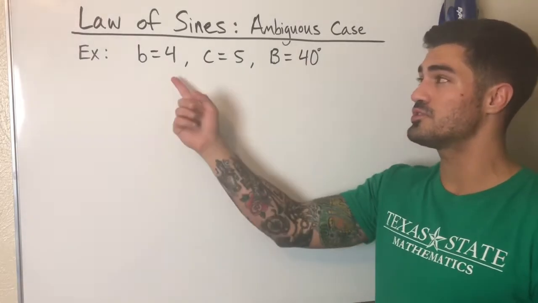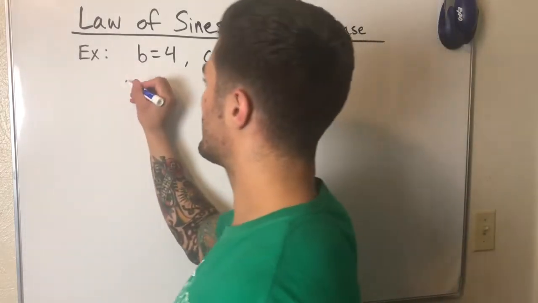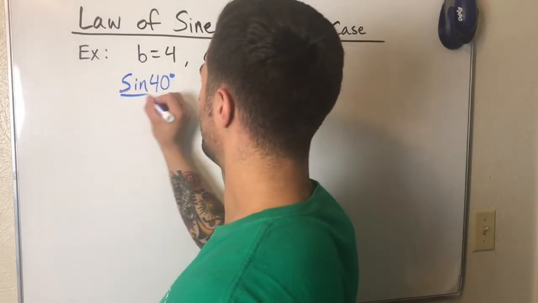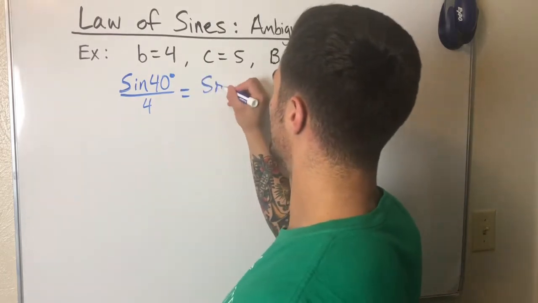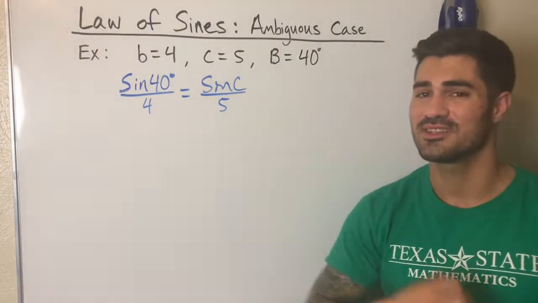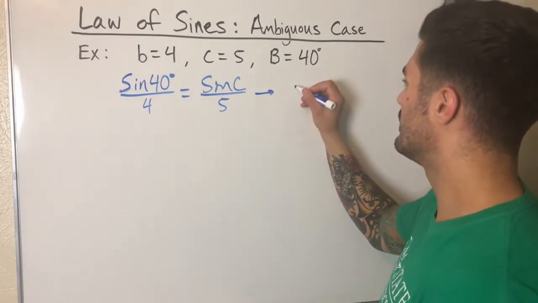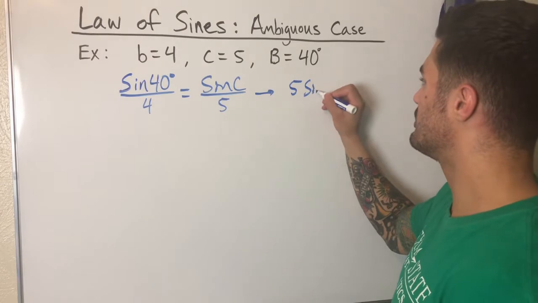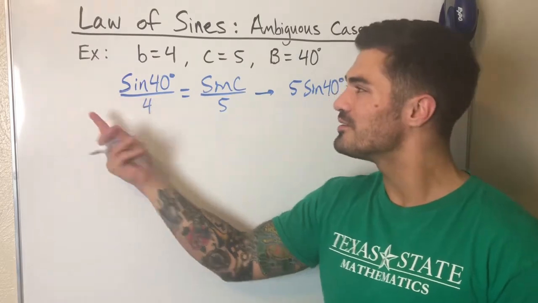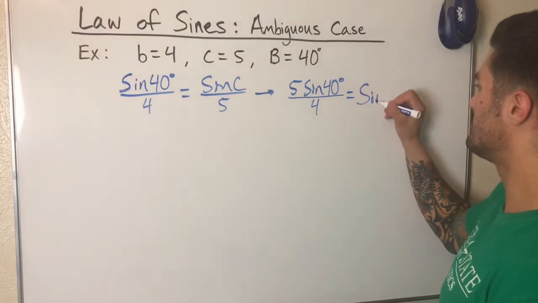I'm going to do sine of 40 degrees over 4 equals the sine of C, angle C, over 5. Make sure your calculator is set to degree mode. Now I'm going to solve for the sine of C and take the sine inverse of both sides. So I can multiply both sides by 5. That means 5 sine of 40 degrees, because when I multiply both sides by 5, this 5 cancels and the 5 moves over here, over 4 equals sine of C.